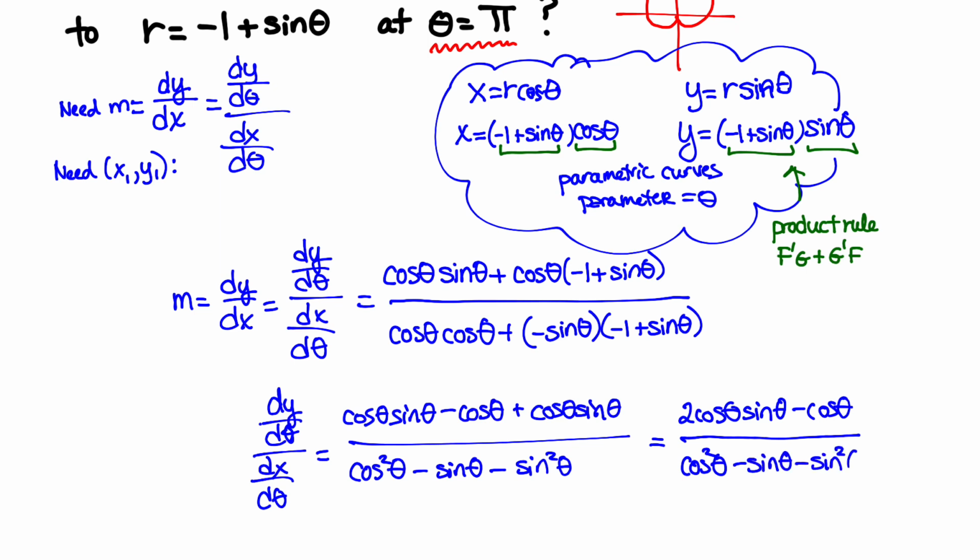And if you happen to do it a different way, you might have a slightly different answer, because cosine squared minus sine squared is actually cosine of 2 theta, which could also be 1 minus 2 sine squared.